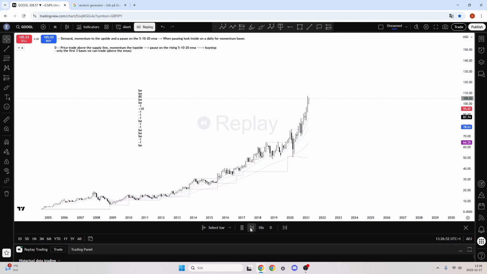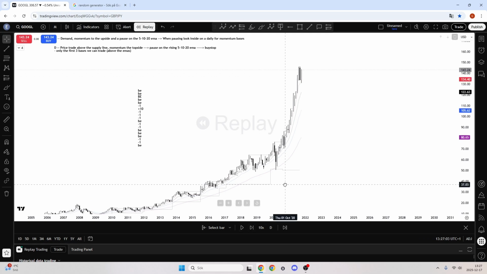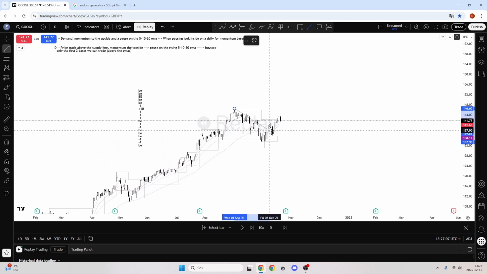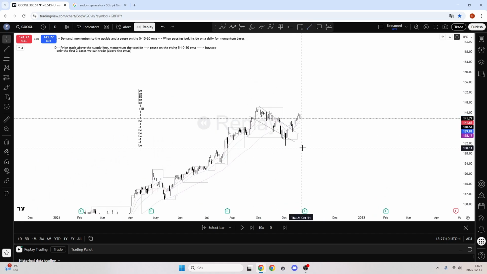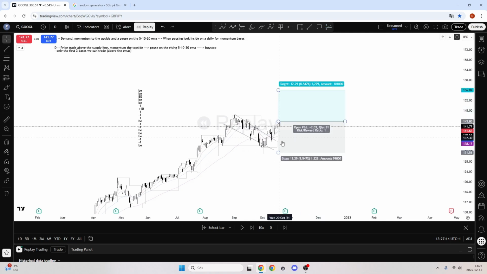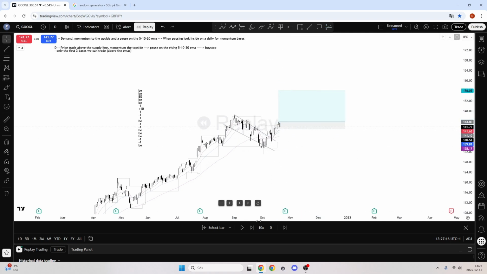Okay, good momentum to the upside. Let's wait for a pause. Alright. Now this is a better supply line, I think. Price is moving higher up with momentum. Let's buy stop this.